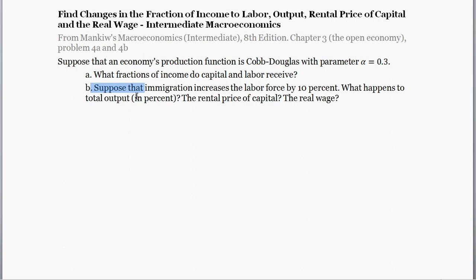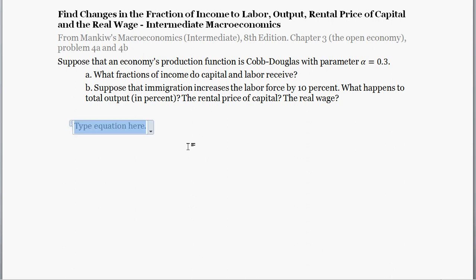And then we're going to give a little shock to labor. You know, there's some increase in labor, and we're going to see how total output, rental price of capital, and the real wage change. If you want to skip ahead, I'll try to put links in the video description for you to skip ahead to a specific question you might have.